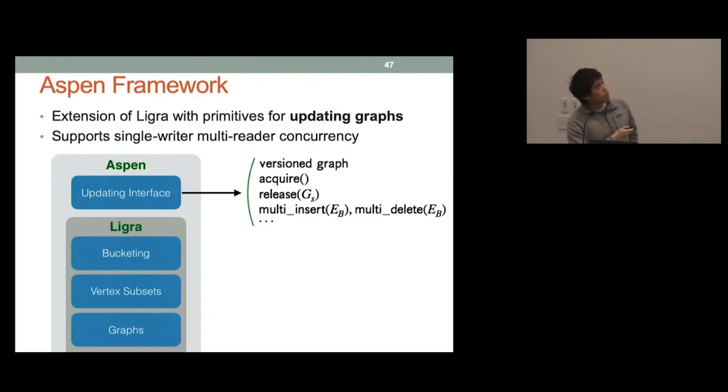Aspen supports what's known as single writer multi-reader concurrency, which means there can only be a single task that's updating the graph, although there could be multiple tasks that are reading the graph. But that single task that's updating the graph can be a parallel task, so you could have multiple threads in that single writer task. But the reason why we need single writer multi-reader concurrency has to do with serializability issues.